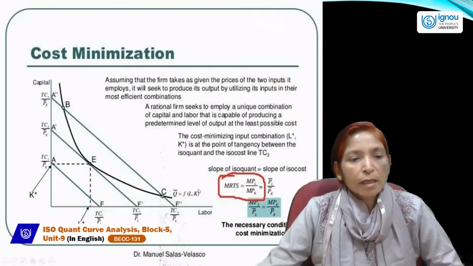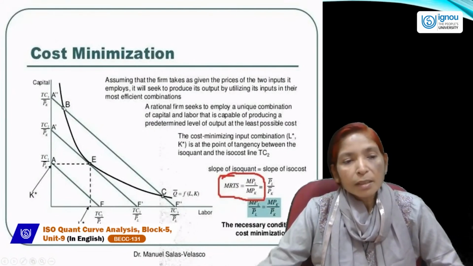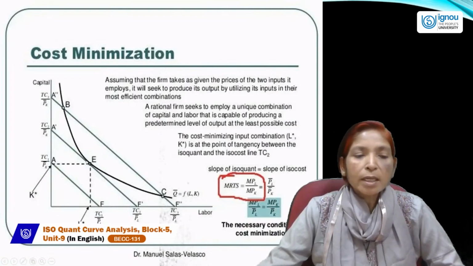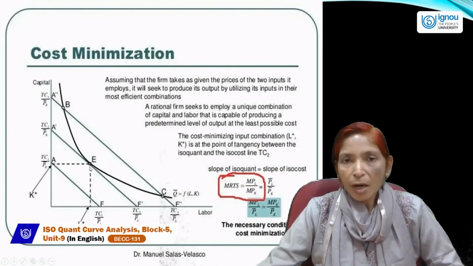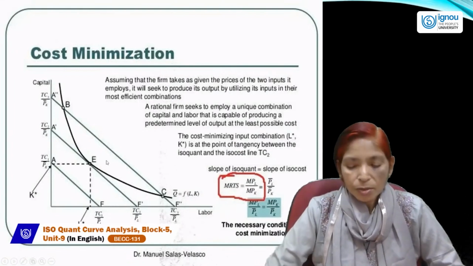Here E point is the equilibrium point, but B point is not the equilibrium point because here the isoquant curve is cutting this isocost line. So this B point will not be called a cost minimization point, and C point will also not be called a cost minimization point. Only E point is the equilibrium point where the producer is getting maximum output at minimum cost.